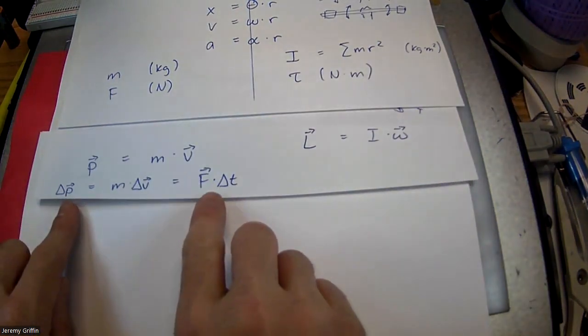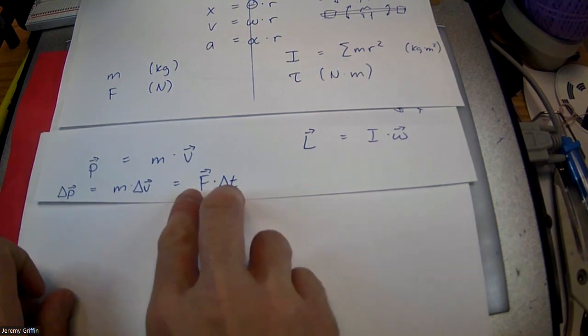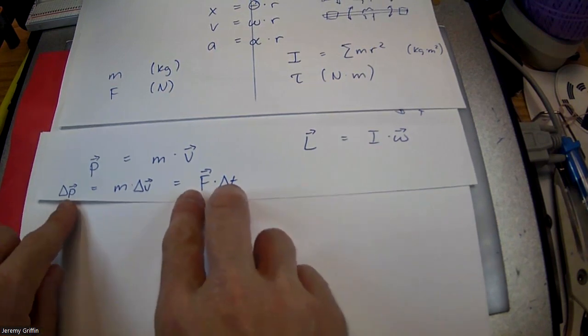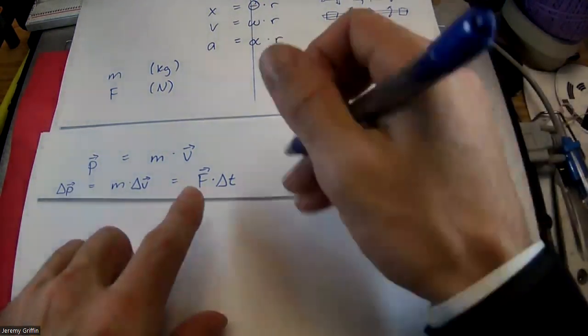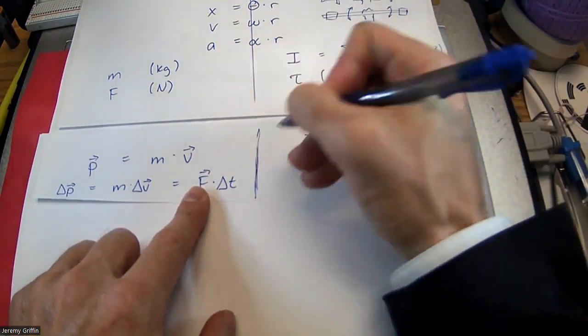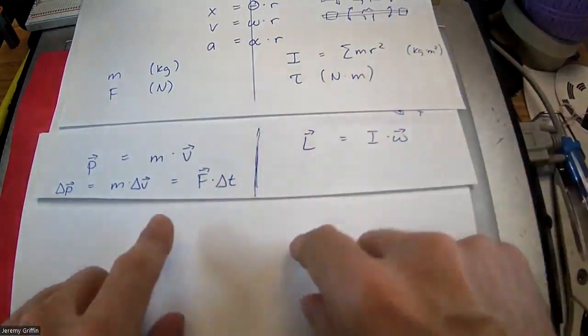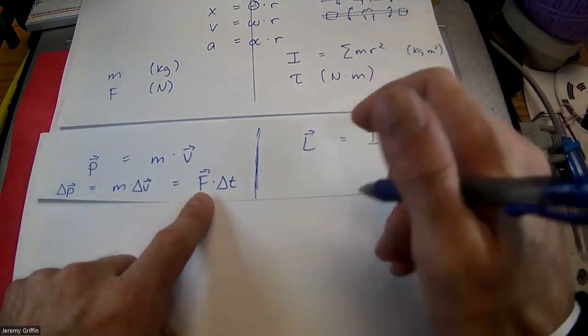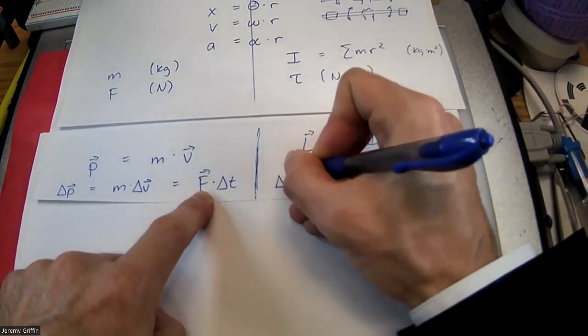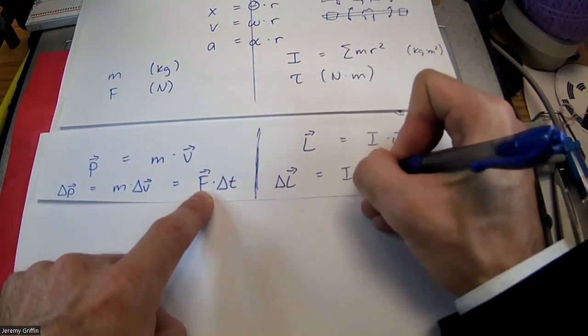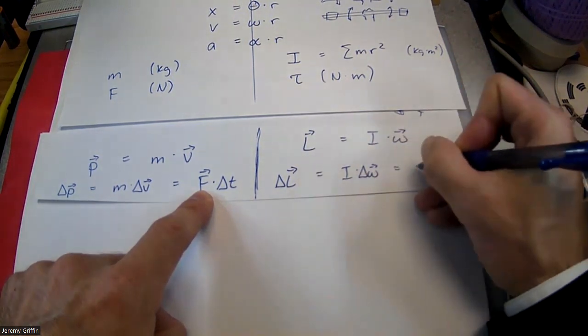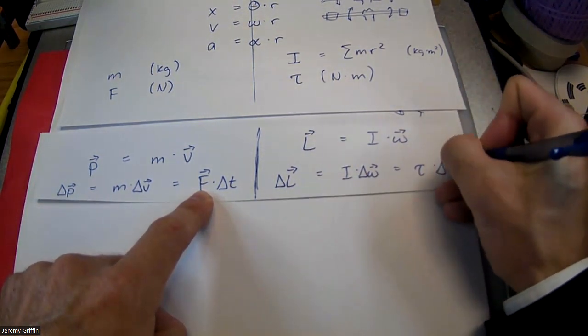In fact, you guys are going to get a graph that's force versus time, and the area under that curve represents the change in momentum, right? You're going to see that. But what's the rotational analog to that? Yeah, torque times time. So an angular impulse is I times change in omega. You get it by applying a torque for some time interval.